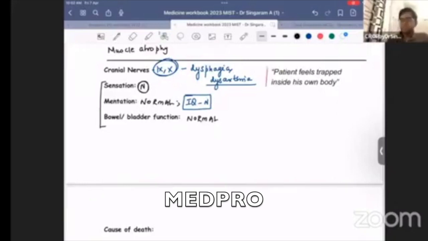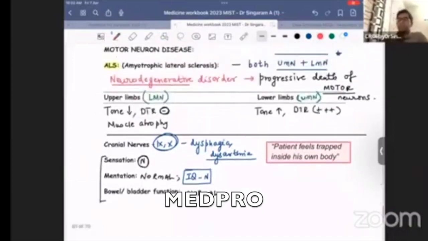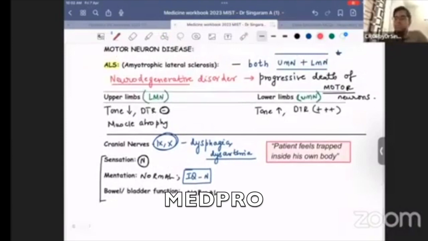You can see the patient feels trapped inside his own body. It means he cannot come out of it, he's not able to move around, but still he knows whatever is happening around him. That is the meaning of "patient feels trapped inside his own body." A very, very classical description. So all these are important findings of amyotrophic lateral sclerosis, which you should be aware of.